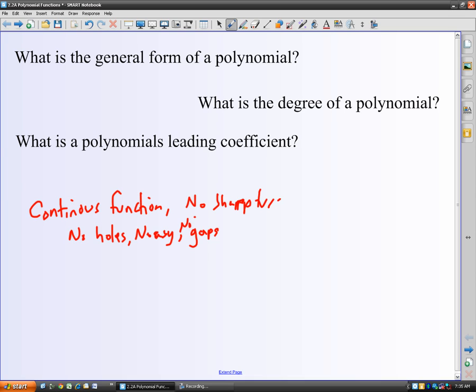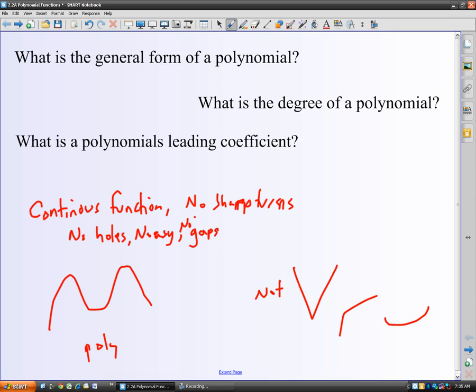No sharp turns in this graph. Okay, so basically a polynomial function could be something like this, not this. So this is polynomial. This is not. Over here would be like a sharp turn, like an absolute value function, or a gap of some sort, or a hole, or something like that. So anything that you can draw continuously is a polynomial function.